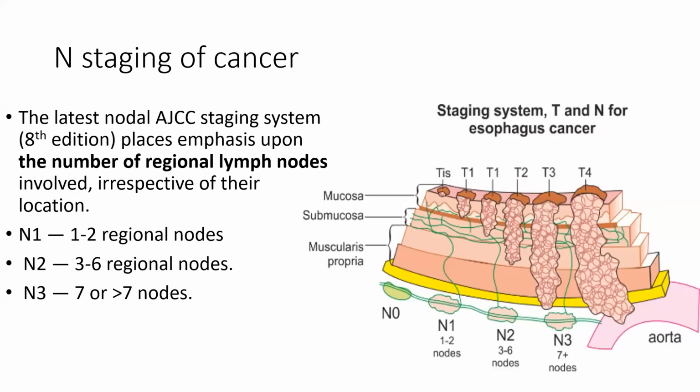So the latest nodal staging of the cancer says that the number of nodes is important, as I've already said: 1 to 2 are regional lymph nodes, N2 is 3 to 6, and N3 is more than 7. So you must count the nodes, and you must also assess the characteristics of the node, because subcarinal nodes are normal, and normal size of the node is important. So it is the irregular hypoechoic rounded nodes, and the number of these irregular hypoechoic nodes, which is important in assessment.